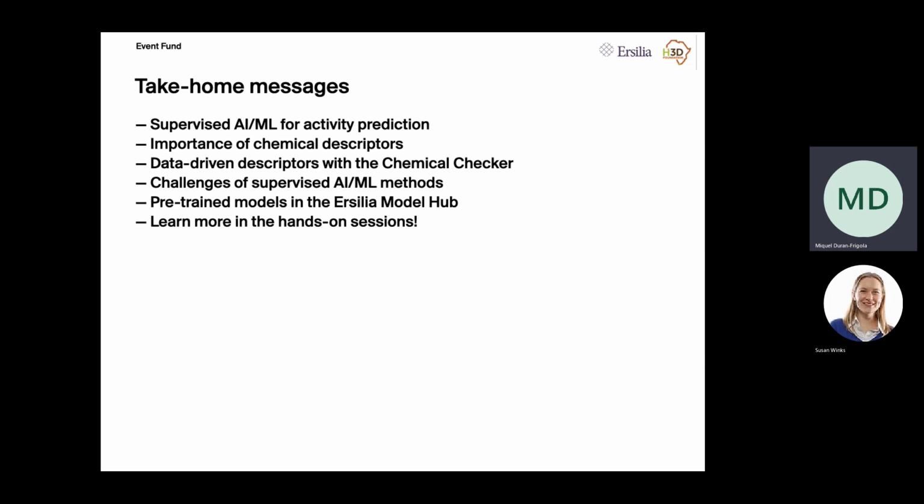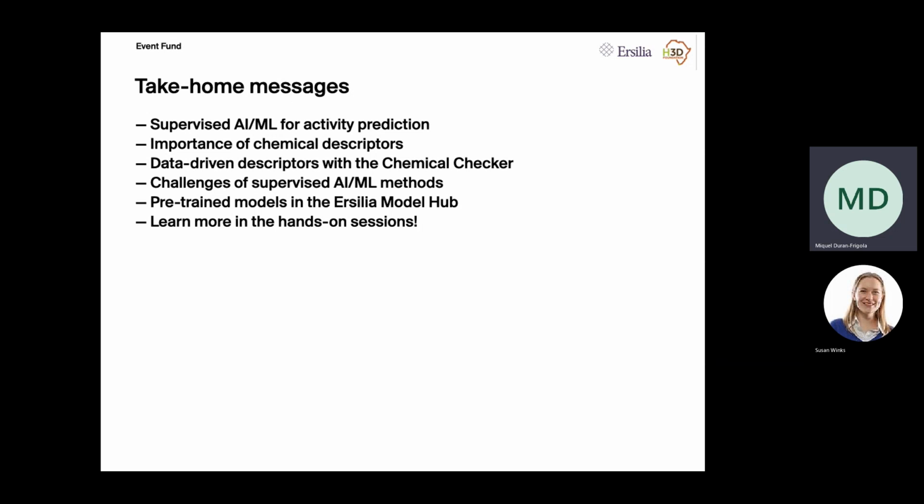So, take-home messages from this talk. I think it's 6. Supervised machine learning is what you want to do for activity prediction. Describing molecules correctly is the most important step. It's very important if you want to build good predictors downstream. So really think about your chemical space and how to better describe it. We present a way that we believe works in many cases, which is the Chemical Checker, these kinds of data-driven descriptors.